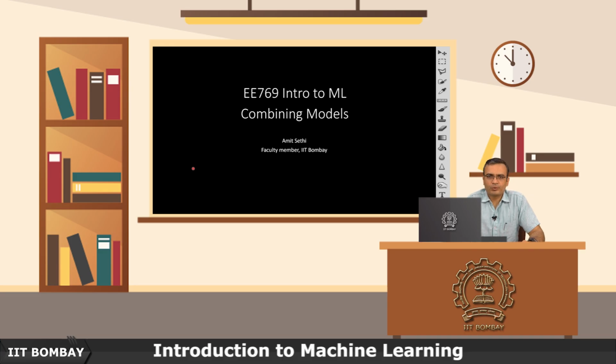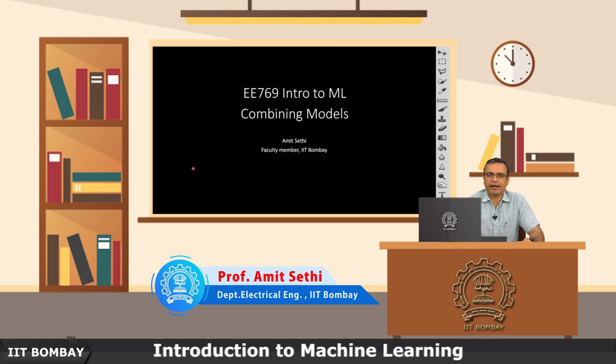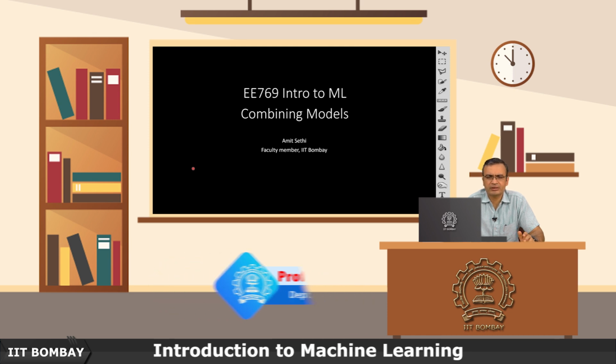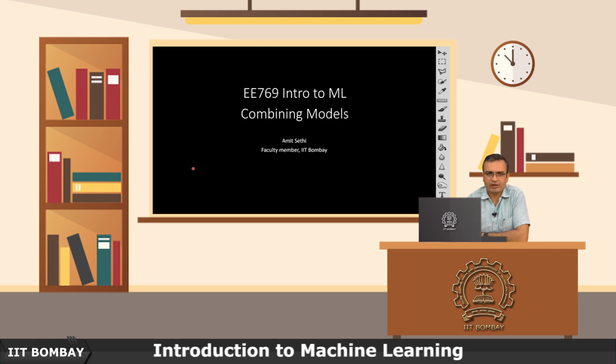Welcome to Introduction to Machine Learning. Today we will look at combining different models, and that will help us increase the accuracy than what we can get with a single model. That is the primary objective, and it also gives us better robustness to certain types of errors and gives us better generalization. So let's look at how we can combine different models.